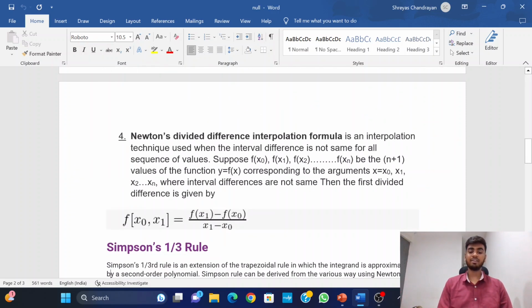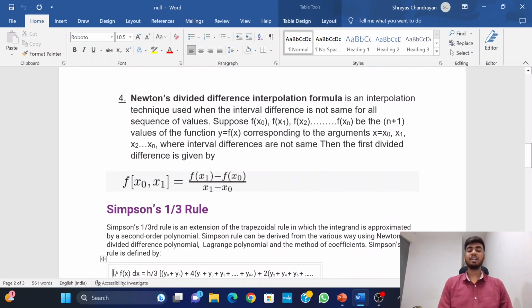Fourth is Newton divided difference interpolation formula. It is an interpolation technique used when the interval difference is not the same for all the sequence of values. Suppose f(x0), f(x1), f(x2) be the n plus 1 values of the function y is equal to f(x), corresponding to the arguments x0, x1, x2, and so on till xn, where the interval differences are not the same. Then the first divided difference is given by [x0, x1] is equal to (f(x1) minus f(x0)) upon (x1 minus x0).